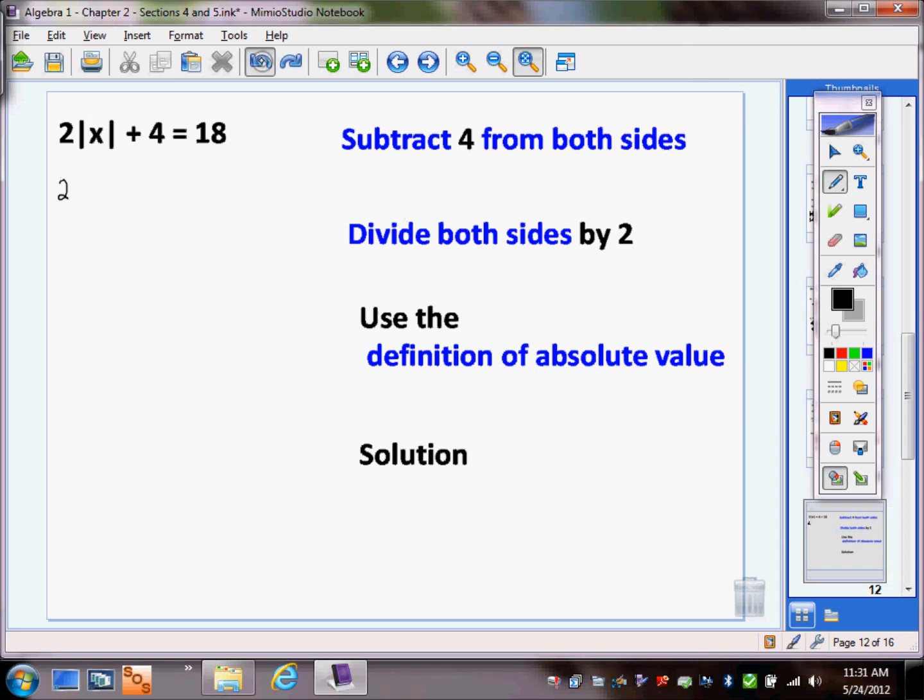Oh, wait. I don't know what I'm doing. I'm going to subtract 4 from both sides. And I'm going to get 2 times the absolute value of x is equal to 14. I'm going to divide by 2. So I get the absolute value of x is equal to 7. So x is equal to 7 or negative 7.